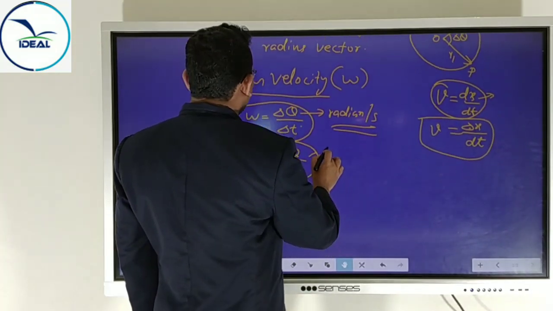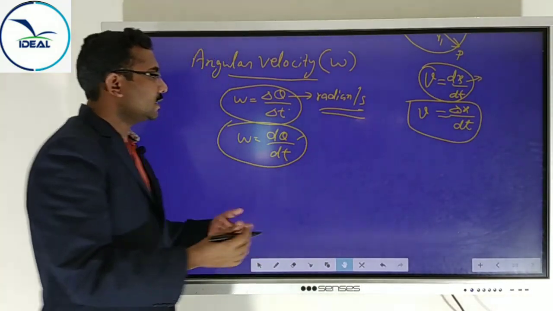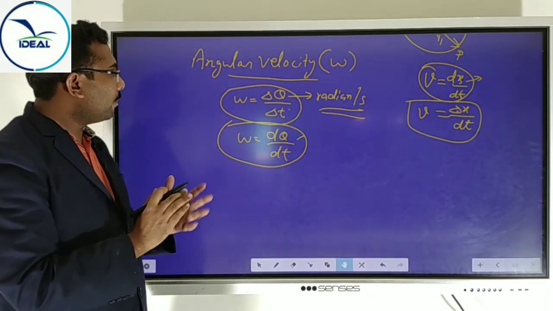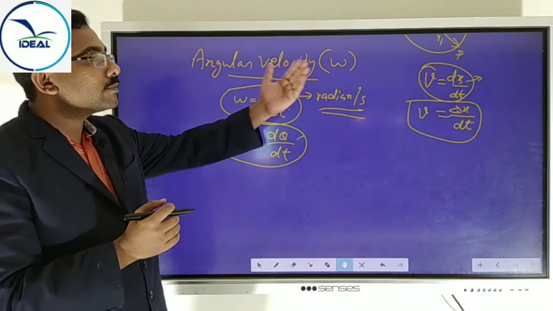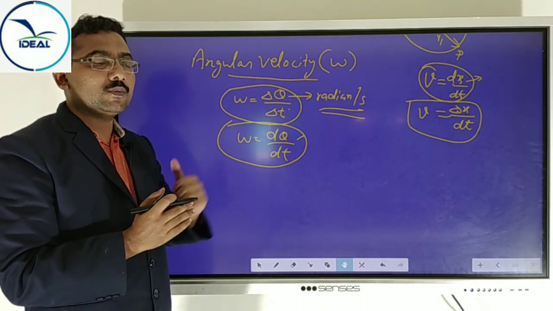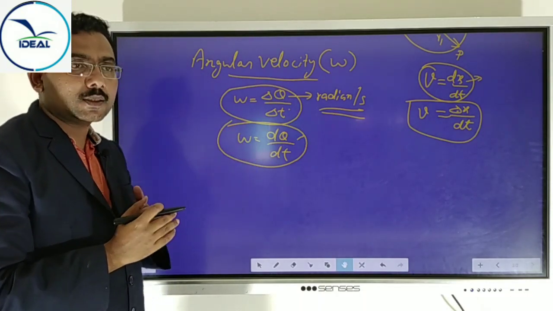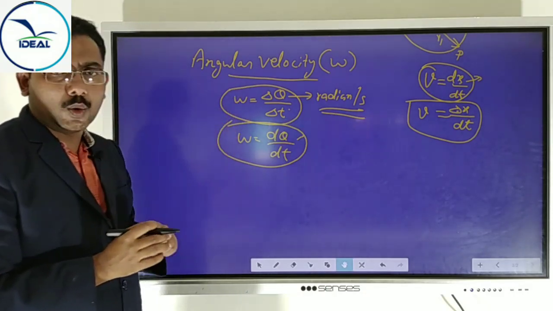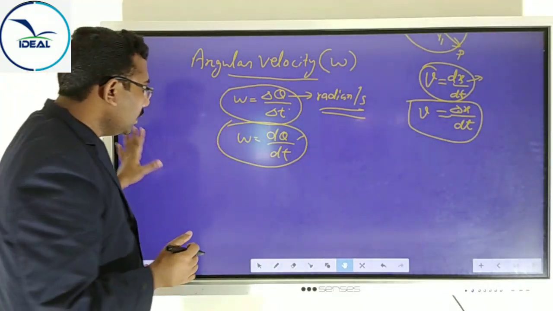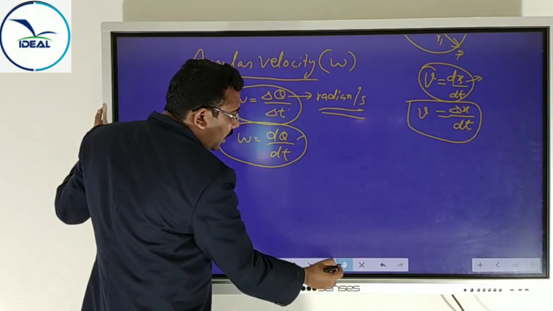We can also define uniform angular velocity, instantaneous angular velocity, average angular velocity, etc., analogous to uniform straight line motion. It is linear, here it is angular. Circular means angular. Next, angular acceleration.